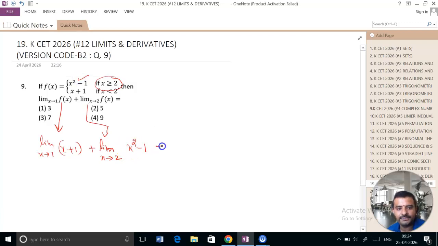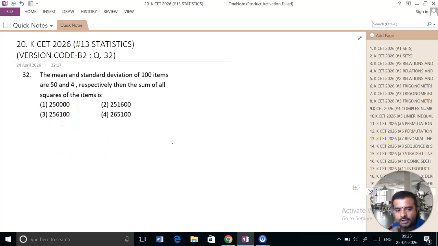Since this is a polynomial function, we can directly apply the limit, because the limit exists when LHL is equal to RHL. Since it is a polynomial function, x tending to 1 becomes 2. Tending to 2, 2 square is 4, 4 minus 1 is 3. 2 plus 3 will be 5. So option 2 is the right answer for question number 9. And they asked two questions from the limits concept.